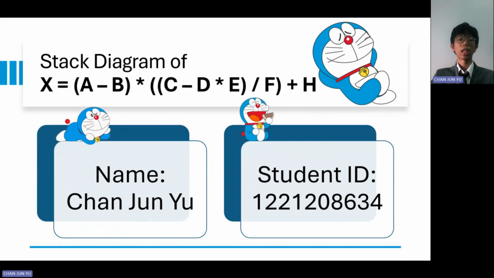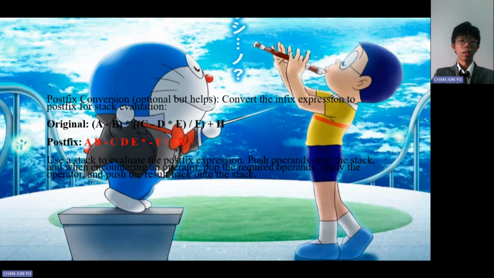Now I will discuss the stack diagram of X equals bracket A subtract B bracket multiply bracket C subtract D multiply E bracket divide F bracket plus H. The postfix conversion is optional, but convert the infix expression to postfix for stack evaluation. The original is bracket A subtract B bracket multiply bracket C subtract D multiply E bracket divide F bracket plus H, and the postfix is A B subtract C D E multiply subtract F divide multiply H plus.